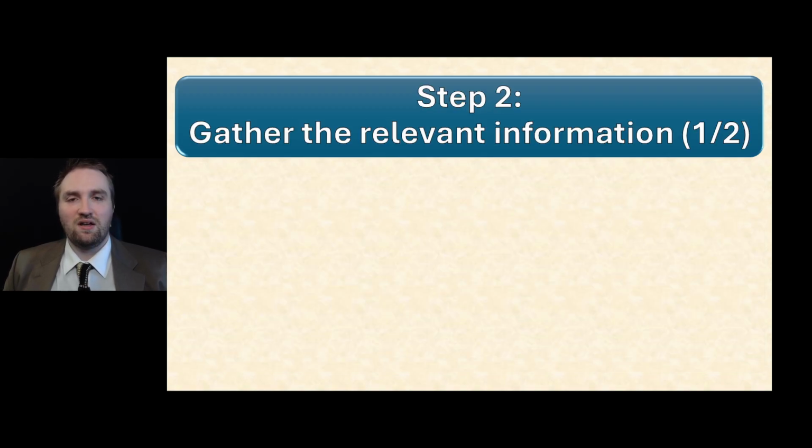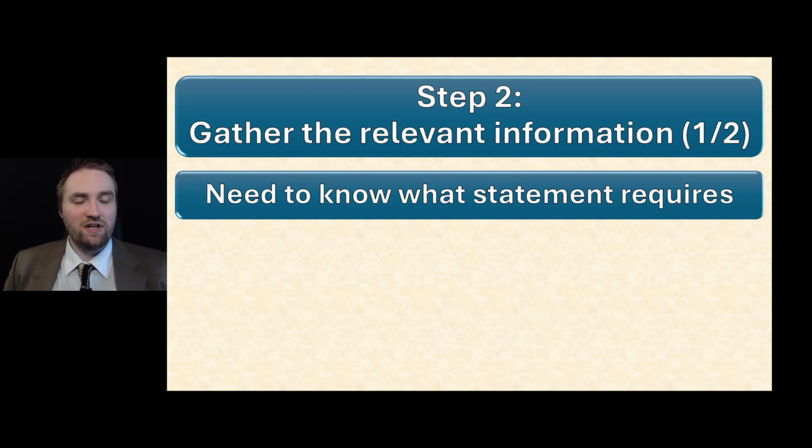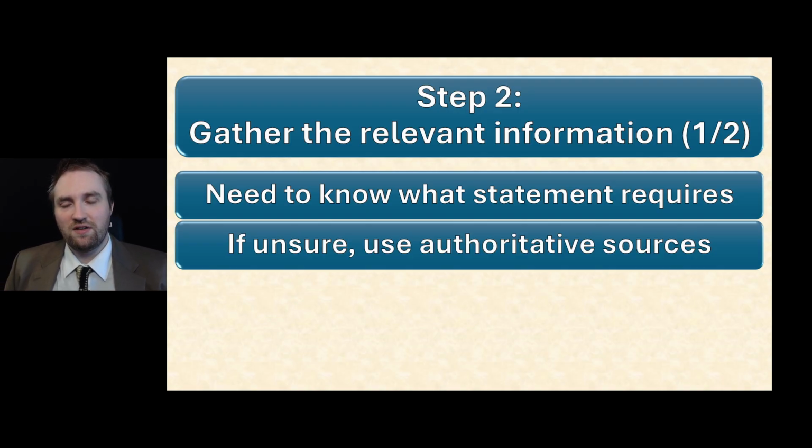Step 2. Step 2 in creating a financial statement is gathering the relevant information. To get the relevant information, you first need to know what each statement requires. You can find full statement requirements by checking authoritative sources like the SEC or FASB. Let's go over what the income statement requires.